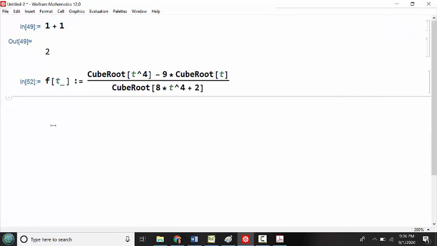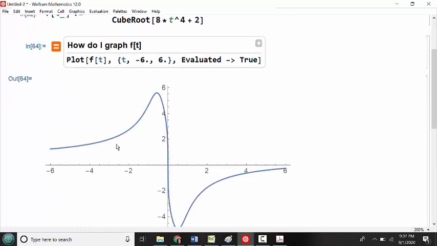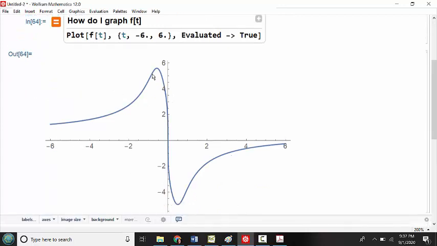The easiest way for me to graph this in Mathematica, especially if I'm brand new to Mathematica, is to type in that equal sign and then say, how do I graph f of t? And ask Mathematica, and Mathematica does it for me beautifully right here. Now Mathematica is going to use the word plot for the types of functions that we're going to want to see in a calculus class, as opposed to the word graph. So that can be a hard thing to remember.